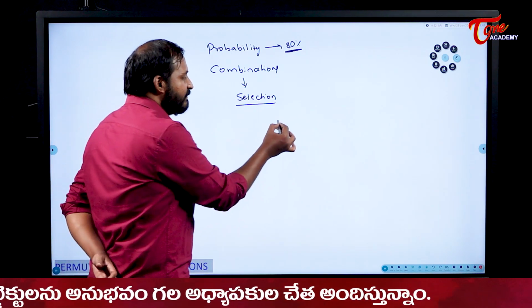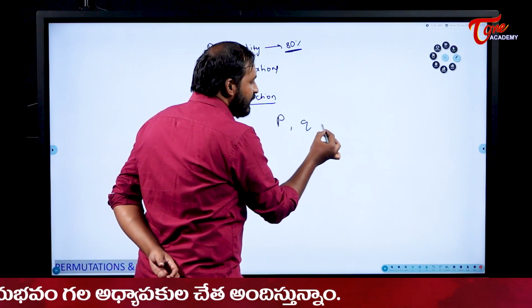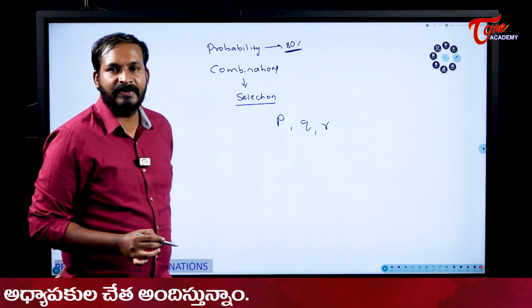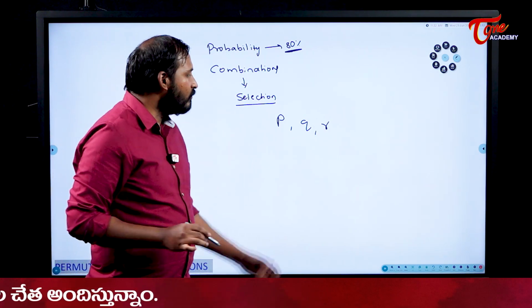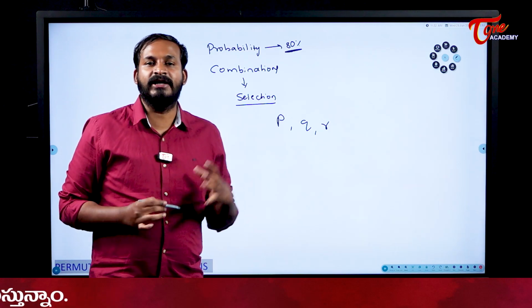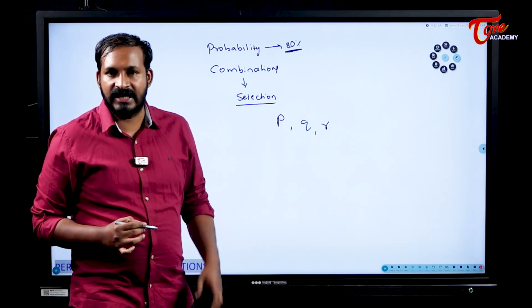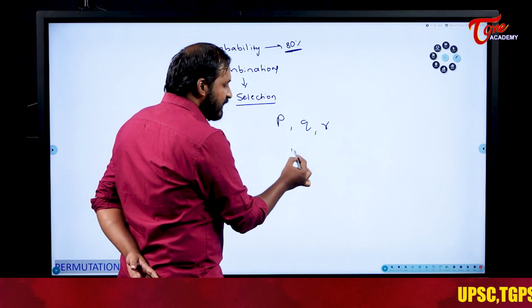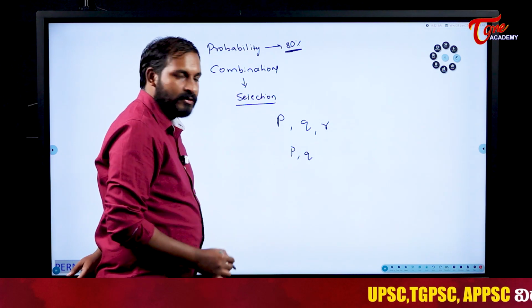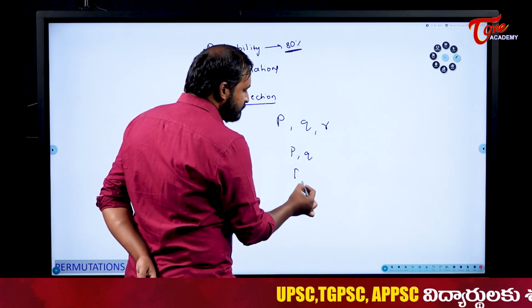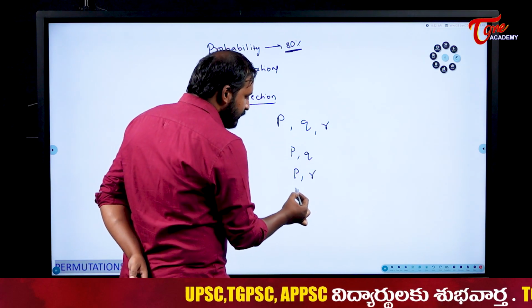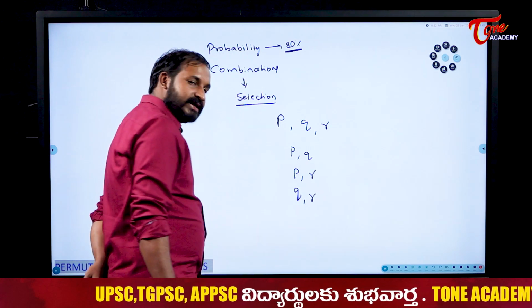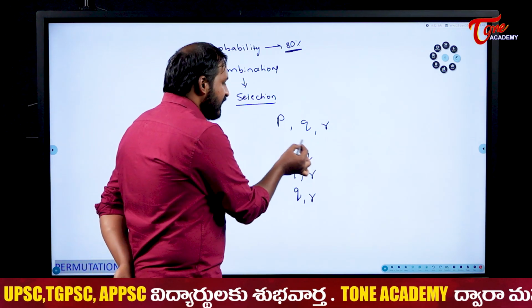For example, there are three persons P, Q and R. Now, how do I select? If I want to select two people from these, how can I select, students? The first method is I can select PQ, or else I can select PR, or I can select QR. So this is just a selection, students.